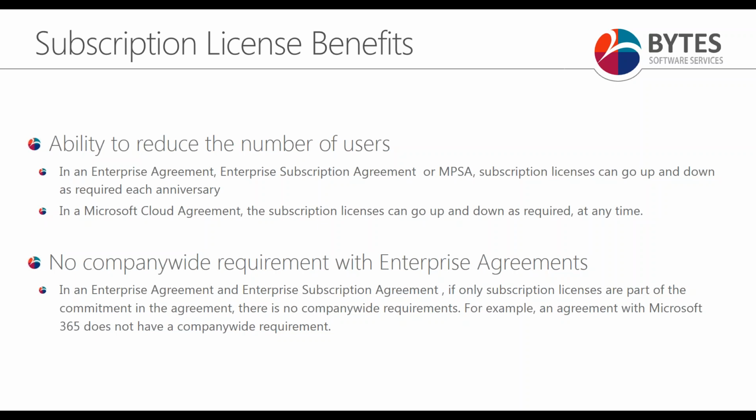Online services as well will also mean in enterprise agreement that that's no longer company-wide. So if you have an EA, you normally have to count all your qualified devices, qualified users. If you just have online services, that's no longer the case.